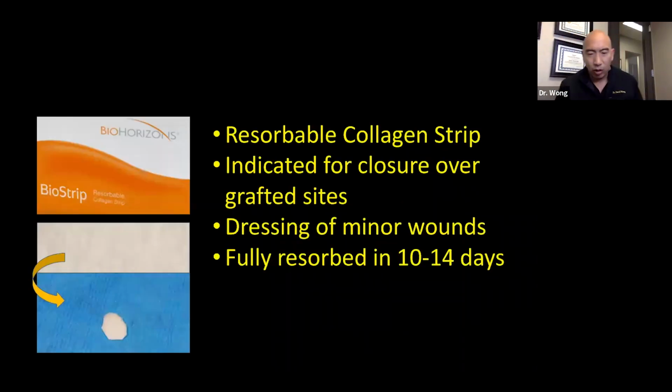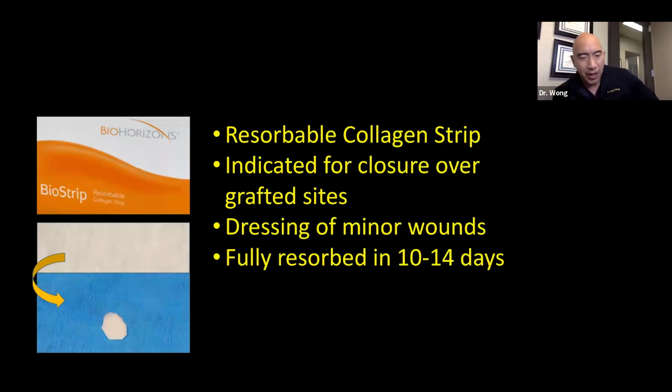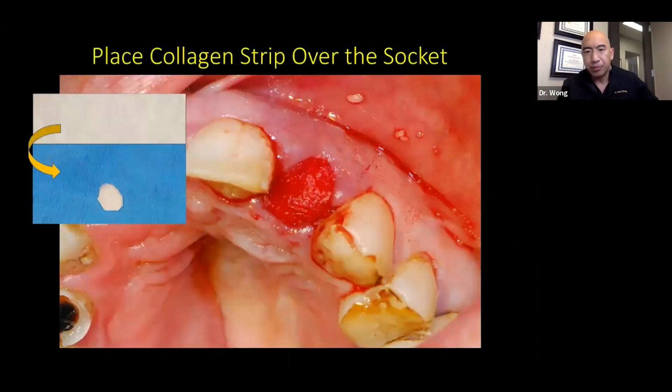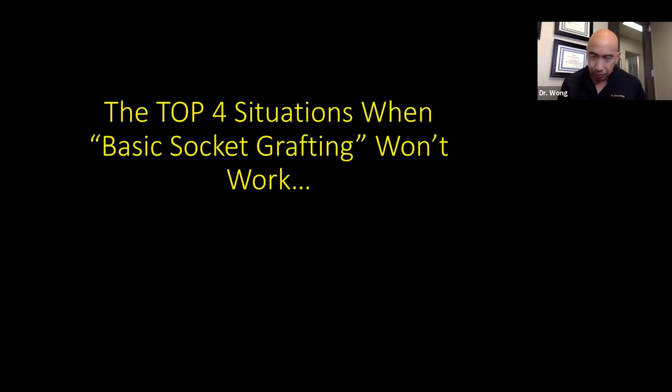So if you really feel the need to put something over that socket so the particles aren't the only thing you see, what I recommend is getting a piece of this BioStrip, which is kind of like Collotape, but it's coming from BioHorizons. They come like 10 to a box, and they're gigantic strips. You can just tear off a little circular piece that mimics the top of your socket, place it right over the socket and suture it in. I use 4-0 chromic gut, figure 8 suture, and that's all you need to do. That takes care of socket graft management.